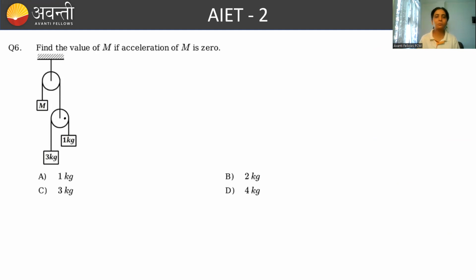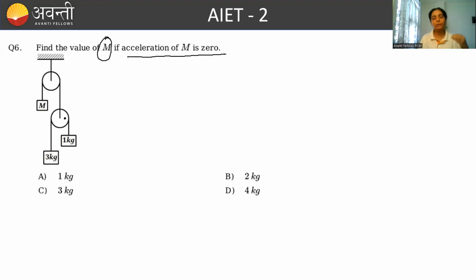Now let's come to this question. Questions are very easy. You just need to understand everything clearly. So what is the question here? Find the value of capital M if acceleration of M is 0. Now to solve this question, you need to first understand what it actually is. Look carefully here. It is given that acceleration of M is 0.